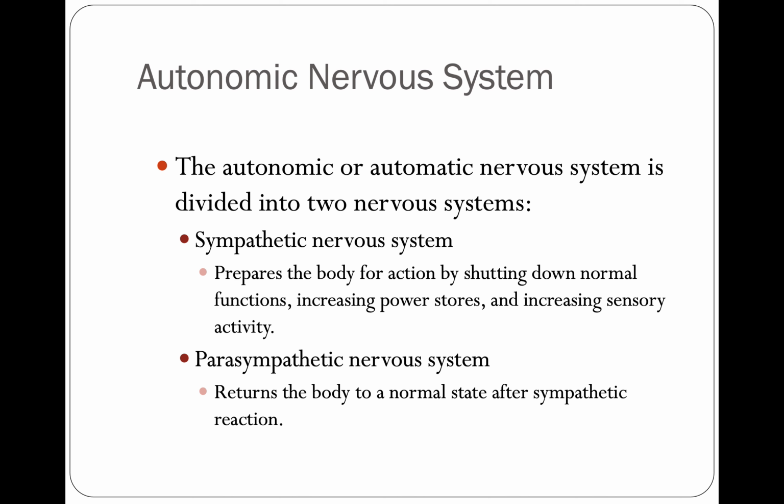The autonomic or automatic nervous system is divided into two nervous systems: the sympathetic nervous system and the parasympathetic nervous system. The sympathetic nervous system prepares the body for action by shutting down normal functions, increasing power stores, and increasing sensory activity. The parasympathetic nervous system returns the body to a normal state after the sympathetic reaction.